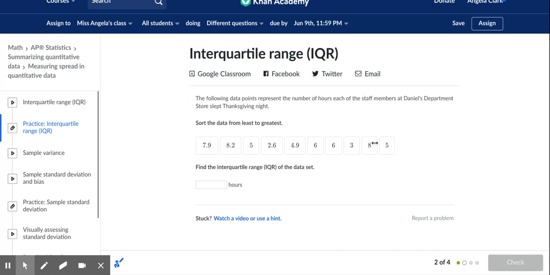this is a direct continuation of the last video. So we're still talking about interquartile range, and we're just going to do this second example where we have an even number of data points.